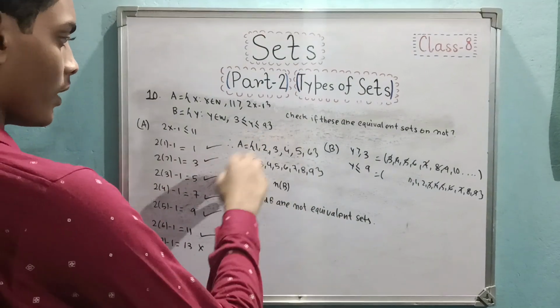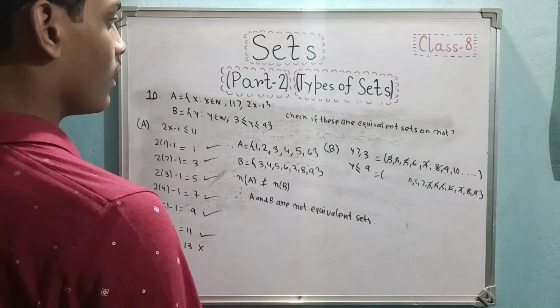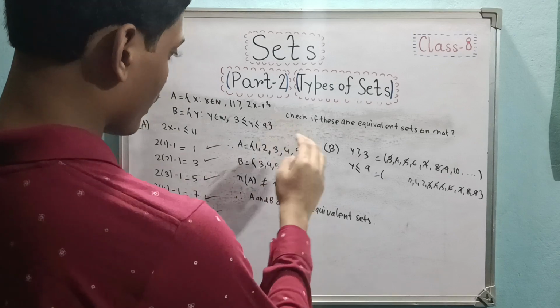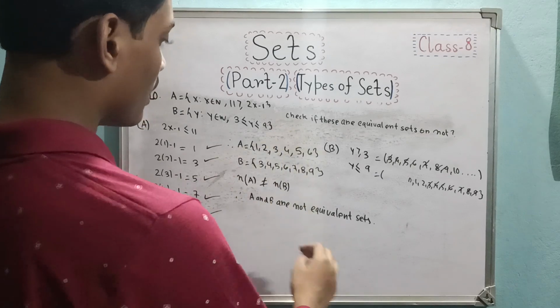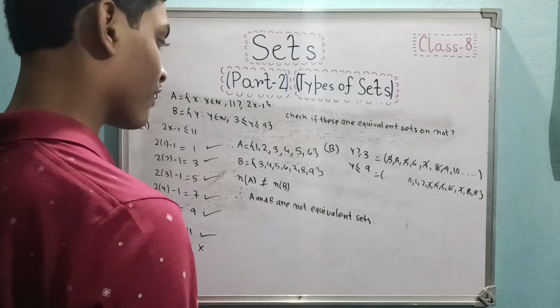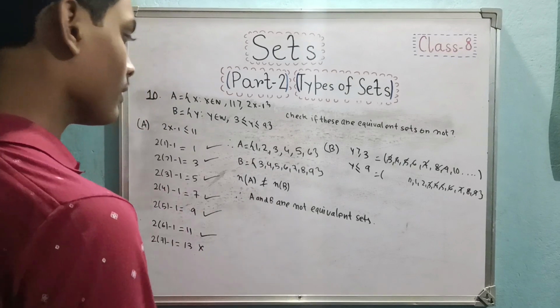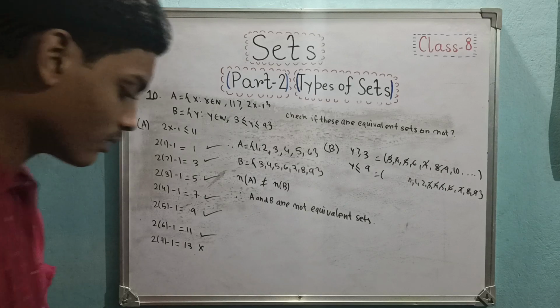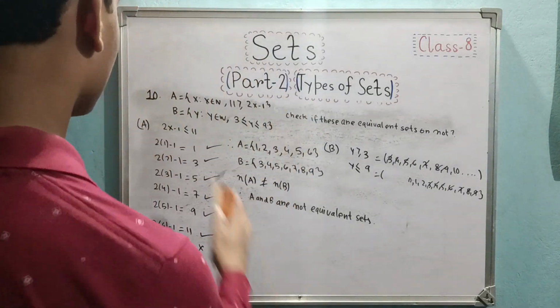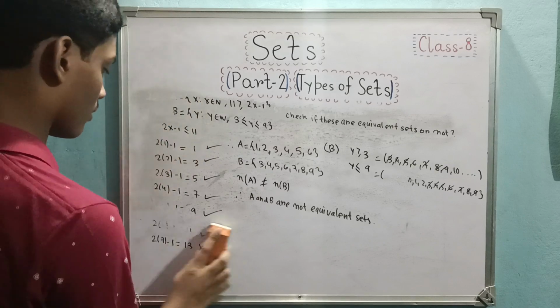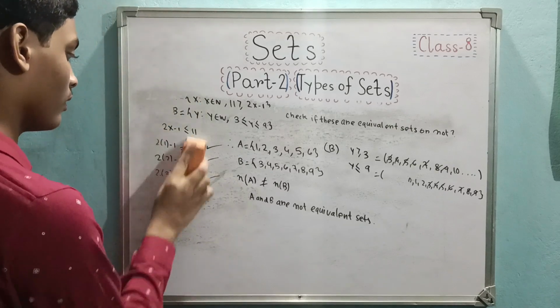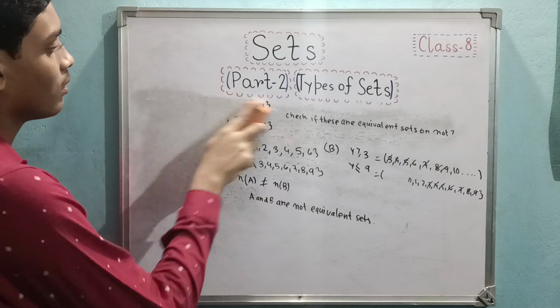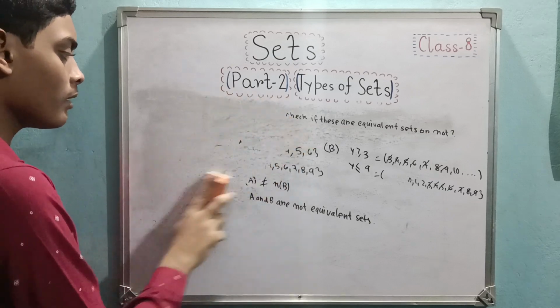So cardinal number of A is not equal to cardinal number of B. And remember that if cardinal number of A equals cardinal number of B, then those are equivalent sets. That is not the case here, therefore these are not equivalent sets. That's how we solve this question. Very easy, just a little bit long process, but the topic is actually easy. You just have to check if both sets have the same number of elements or not.